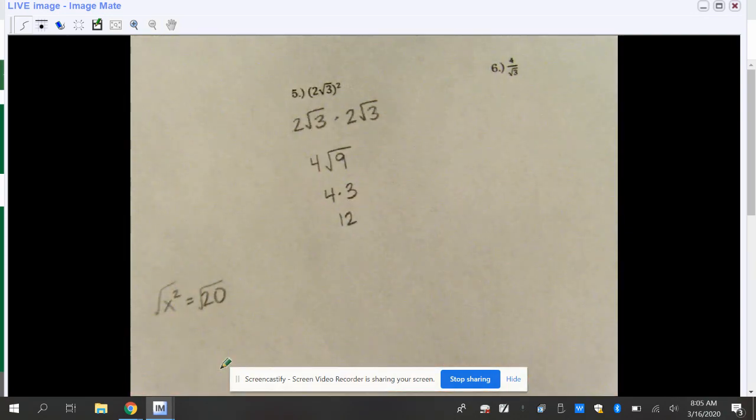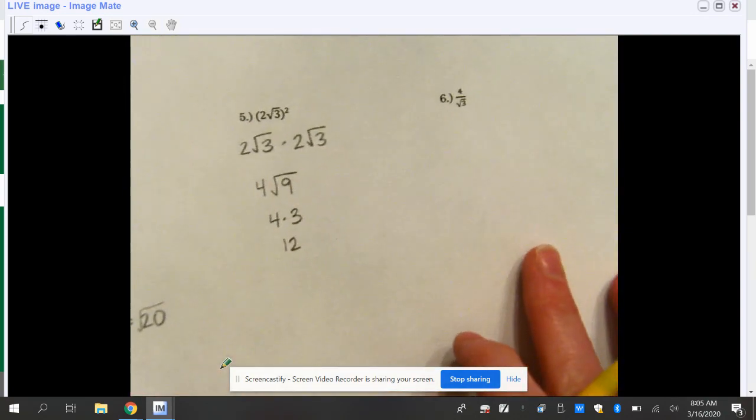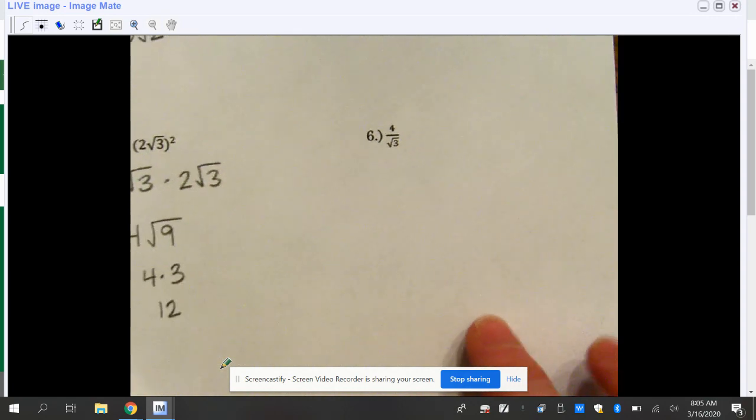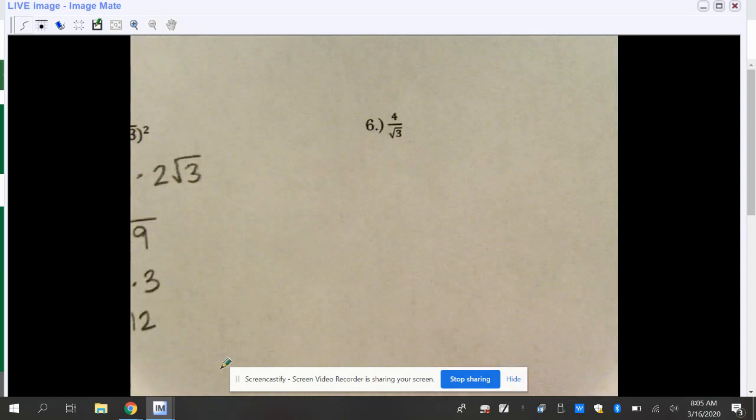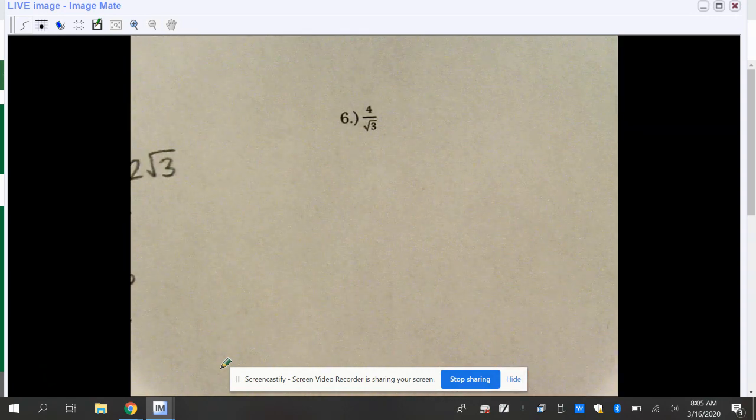Okay. All right, this last example then is something called rationalizing the denominator. So it's not 100% simplified to have a radical in the denominator. I'll explain more about that in a lesson video a couple days from now. I just want to keep this one as basic as I can.